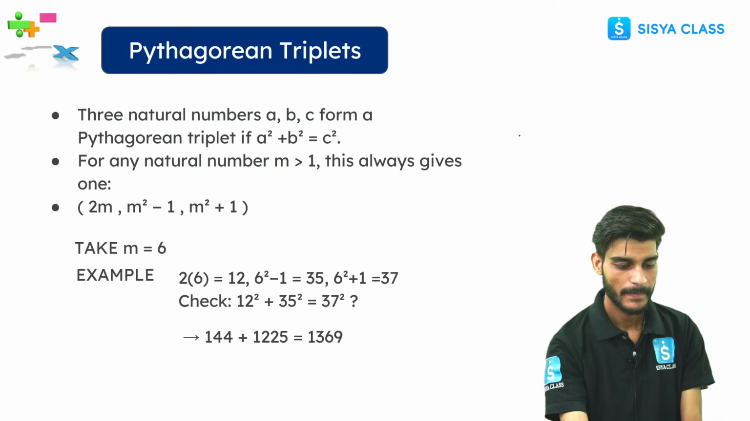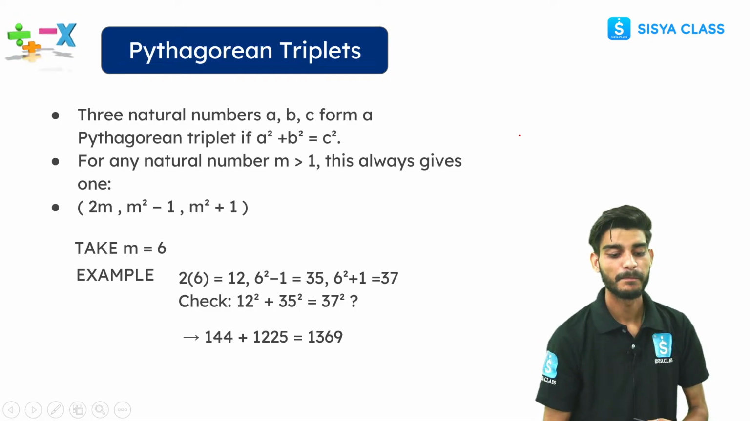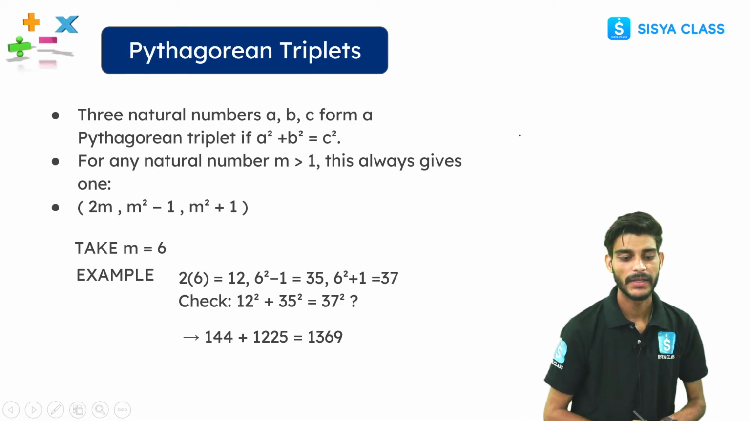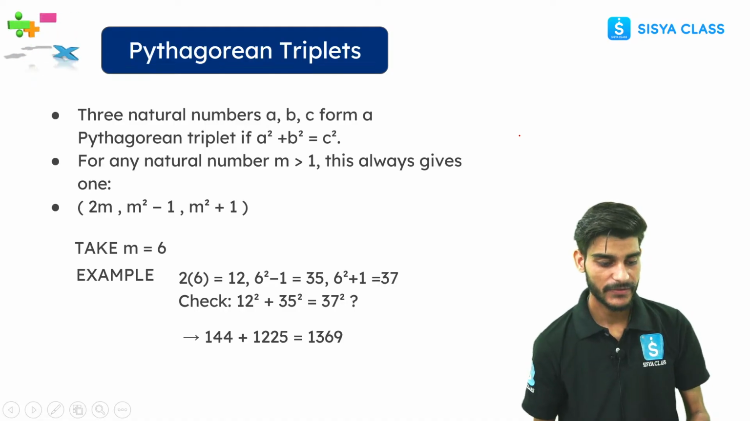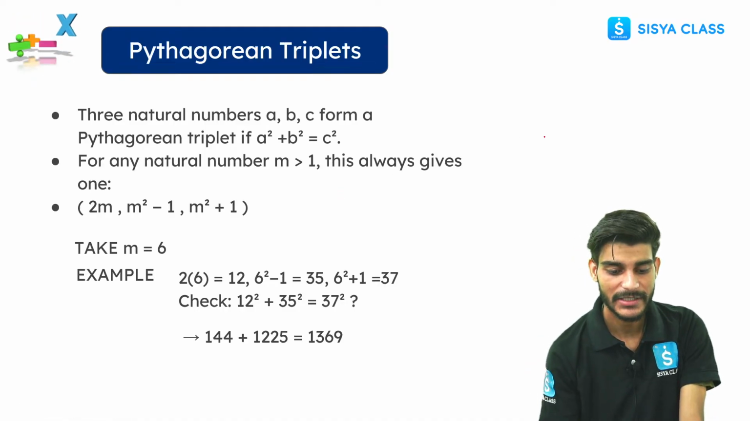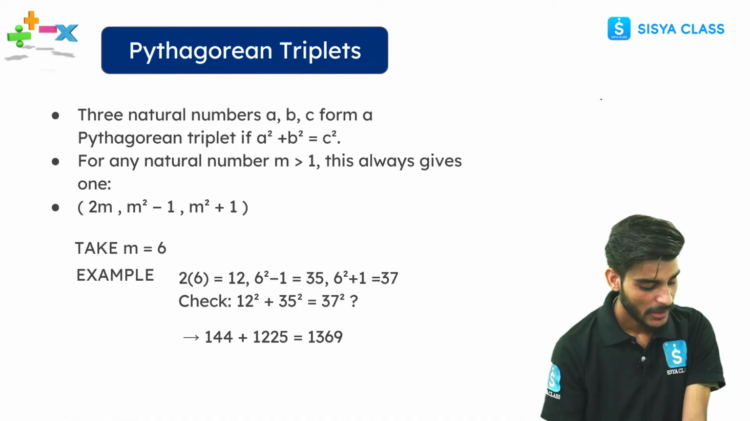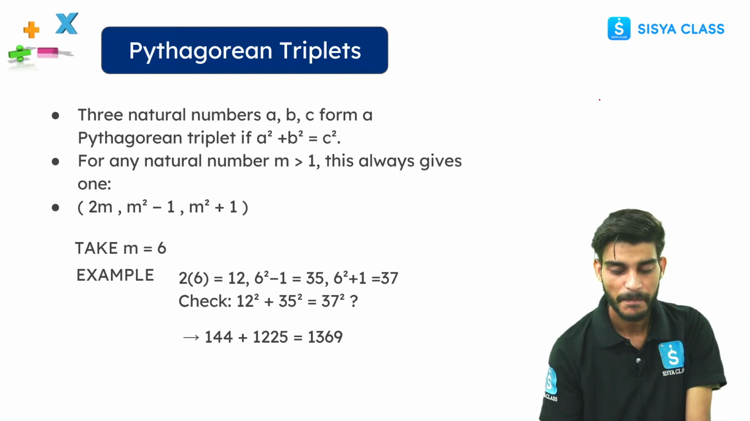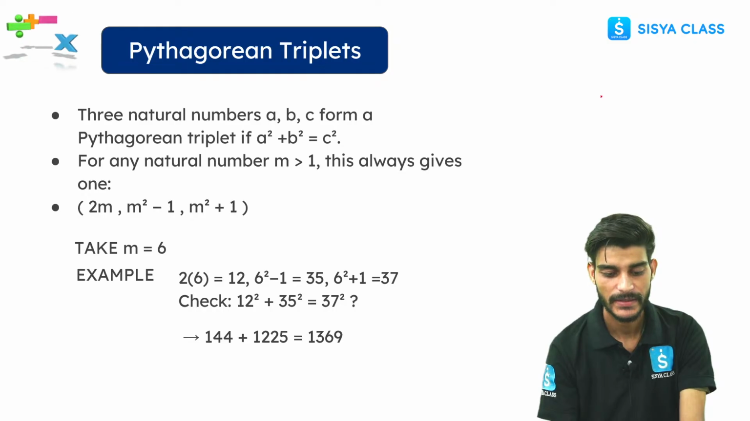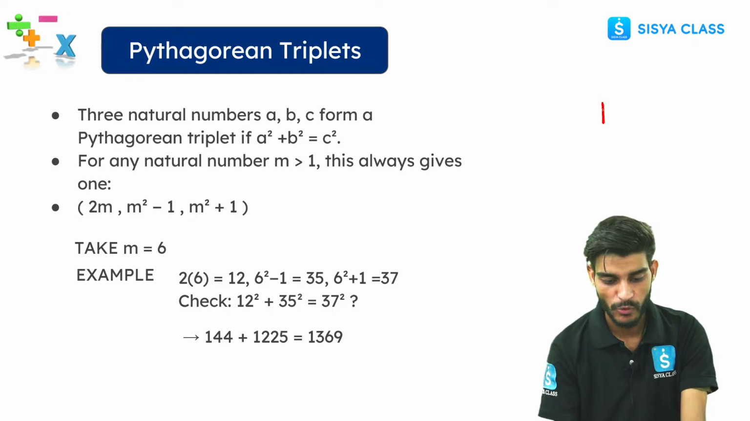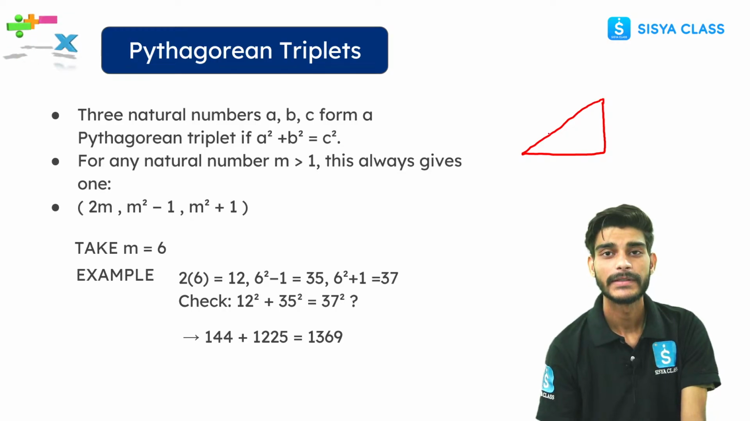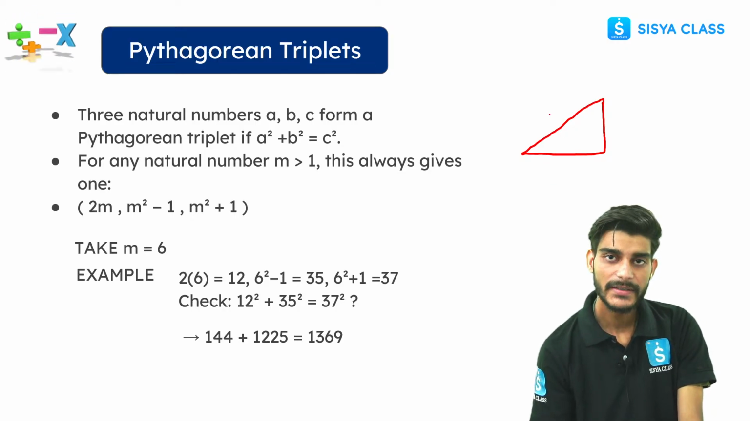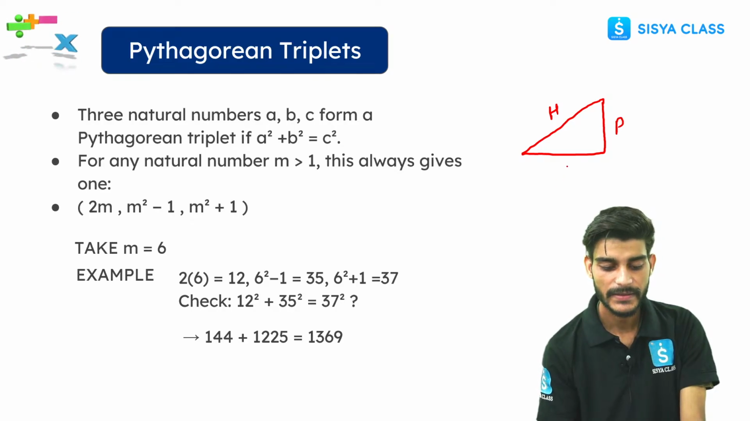Fine. Now let's come to the next concept, that is Pythagorean triplets. This is very important and very interesting at the same time. All of you did study the Pythagoras theorem in your junior classes? Yes or no? What does it say? Suppose we have a right angle triangle. This is the hypotenuse, this is the perpendicular, and this is the base, right?